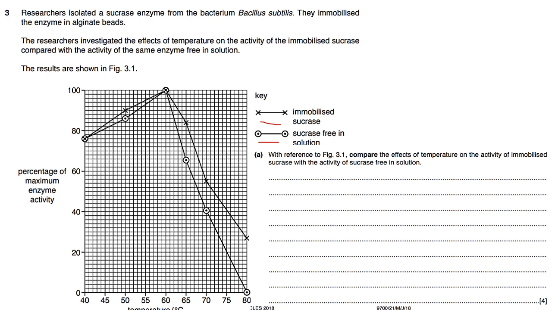So what you would then say here for 4 marks, you would have to say about 4 different things. First of all, you have to say the activity increases up until a certain point and then decreases. The certain point here is around 60 degrees Celsius.